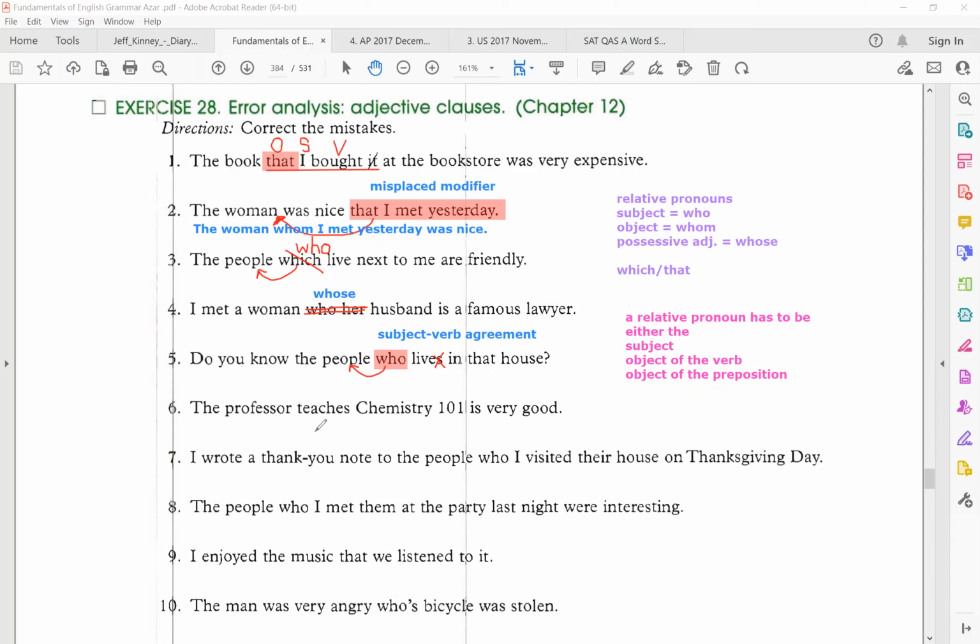And number 6, the professor teaches chemistry is very good. Right away, I know that there's something wrong with this sentence because I have 2 verbs, teaches and is, but I do not have any conjunction. That means I have to add in a relative pronoun so that I can have a dependent clause. So the professor who teaches chemistry 101, that becomes my adjective clause. All right.